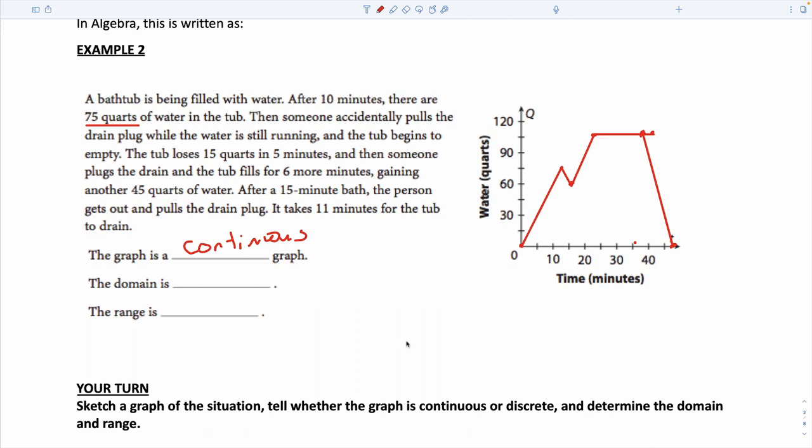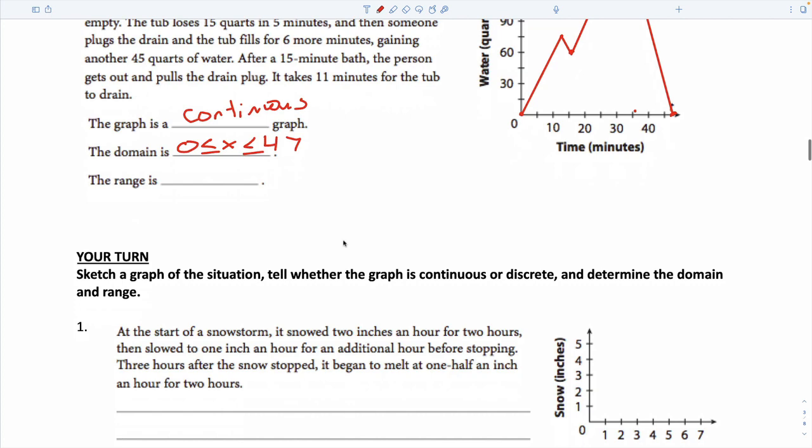The domain is all of the x values that could possibly happen. So the domain was in time. You could have 0 minutes and track that, or go all the way up to 36 plus 11, 47. So it could be at least 0 and at most 47 minutes. It could be equal to those as well. Anywhere between 0 and 47.